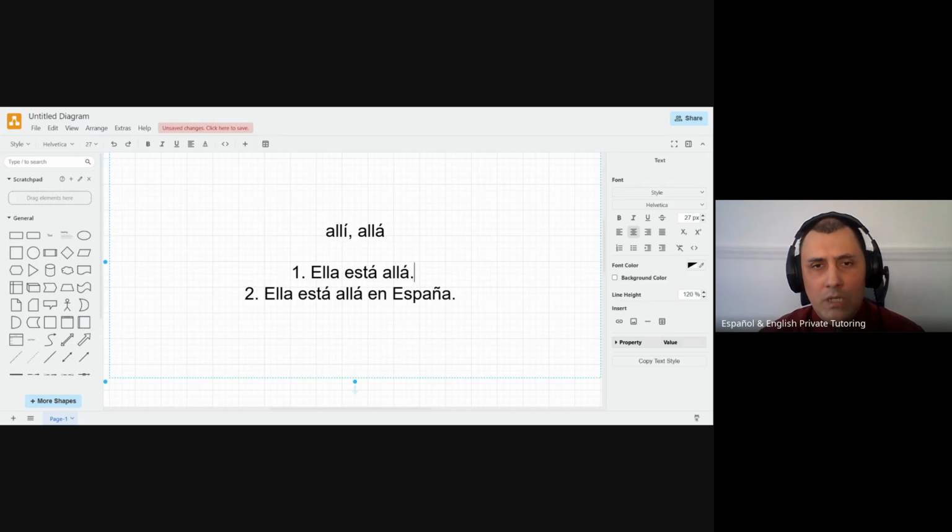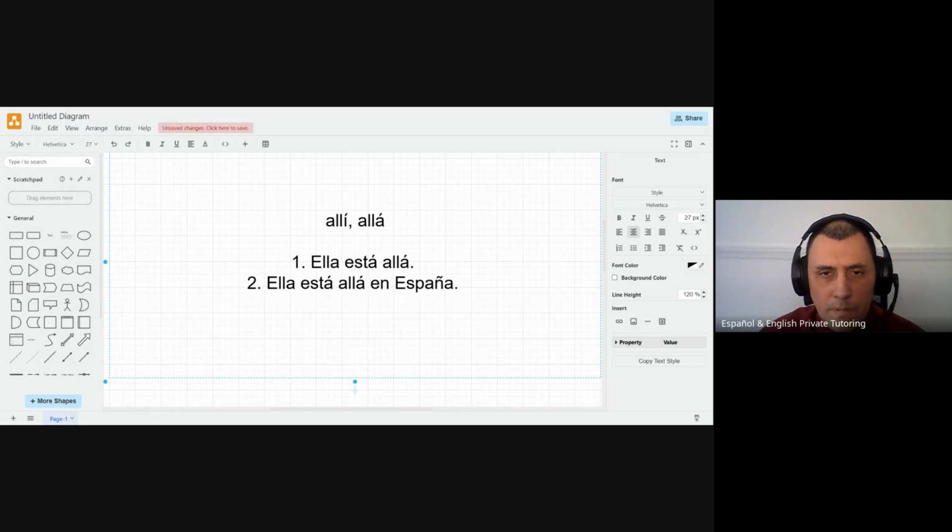Now, allí can also be a synonym of allá if allí is acting as a pronoun, replacing a location. Okay, that means allí can be used for extremely far objects, things, or animals, but only if they replace that person, animal, or thing. I'm going to give you a third example.